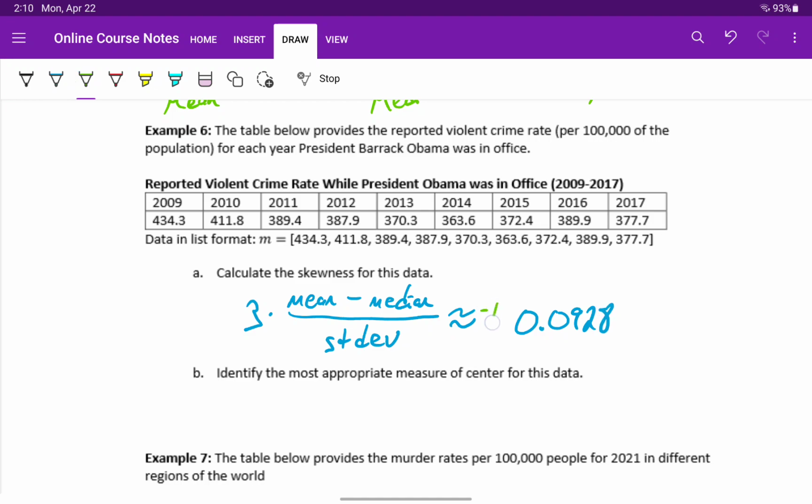This value is definitely between -1 and +1, meaning this data is approximately symmetric. And while previously in example 3, we used the median to find the measure of center, the appropriate measure would actually be the mean. Again, because that's the more accurate measure, since it takes all the data values into account. And if we calculated the mean of this data, we would get 388.59.